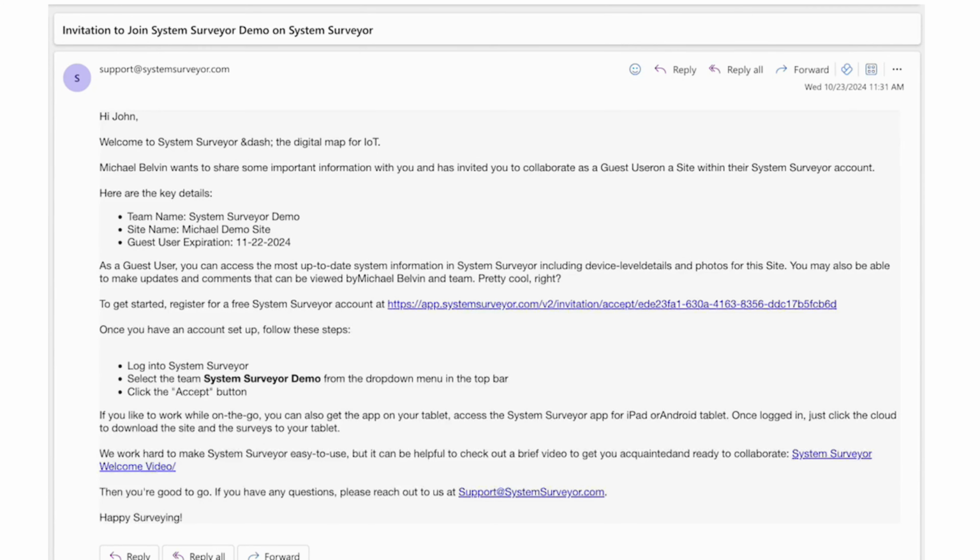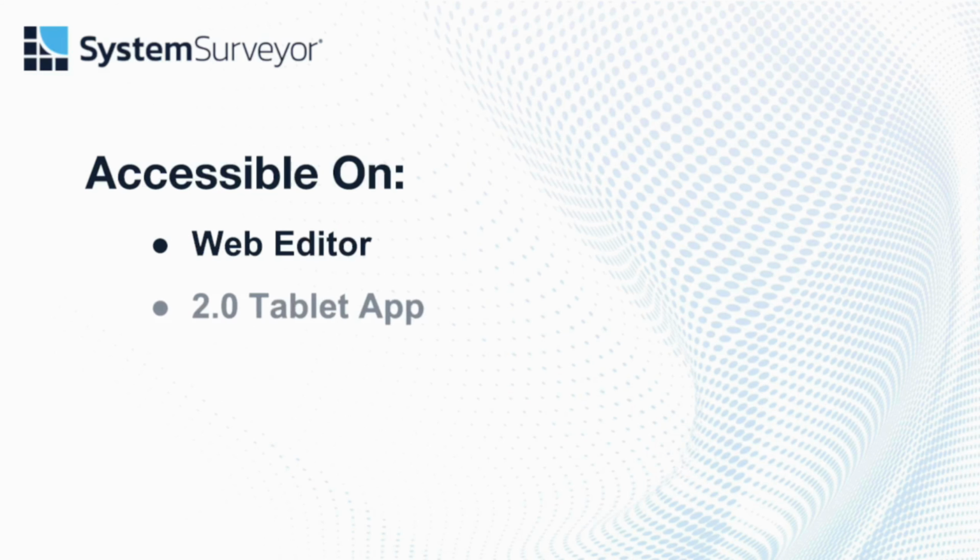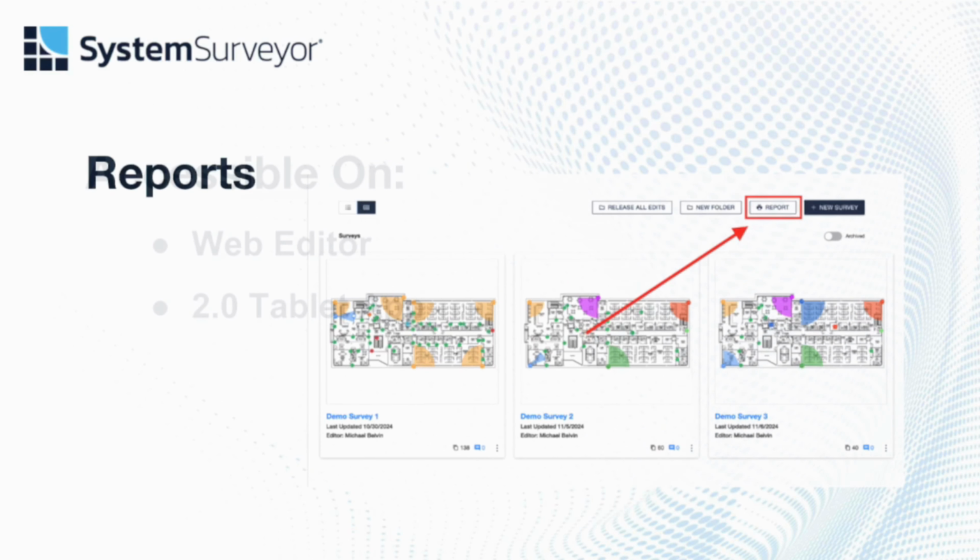Here is an example of the invitation email that your contact will receive. Please note that they will only gain access to the sites that you invite them to, not all sites and surveys on your account. If your guest user does not receive the invite, please have them check their spam folder. Guest users can access sites they are invited to via the web or via the System Surveyor 2.0 tablet app. This is helpful if you need your guest to walk a site survey for you.